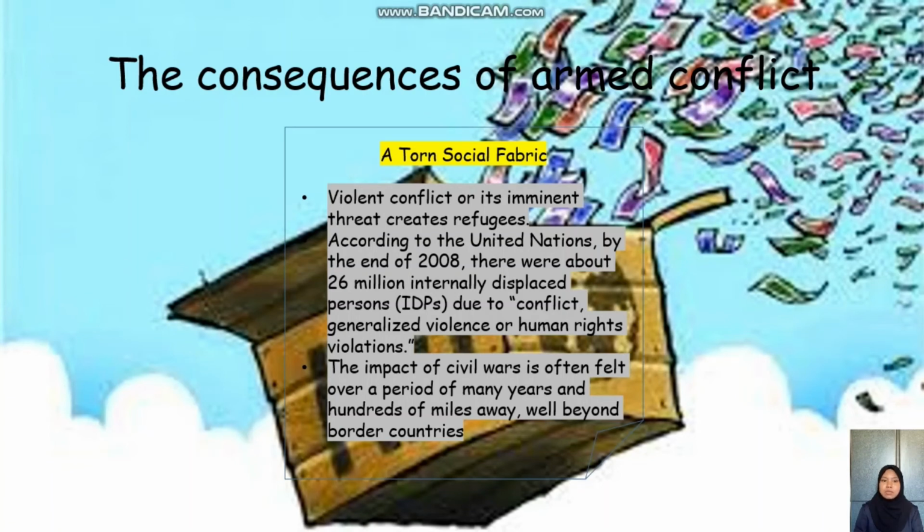The impact of civil war is often felt over a period of many years and hundreds of miles away, well beyond a country's borders. Civil war in Colombia and many other countries has provided an opportunity for drug gangs to carve out territory with impunity and often to form unholy alliances with either rebel or government forces.